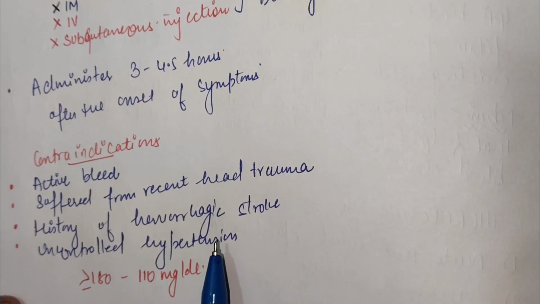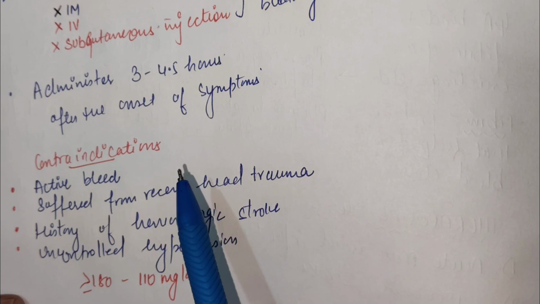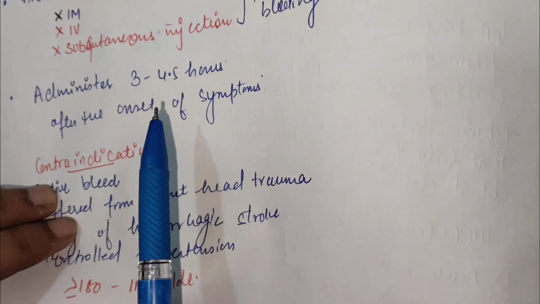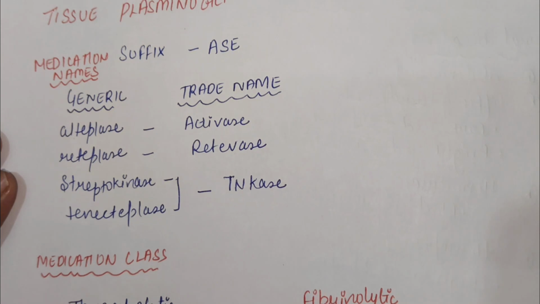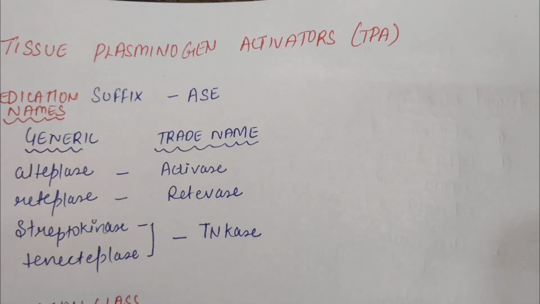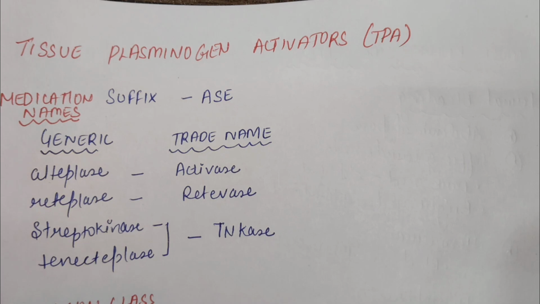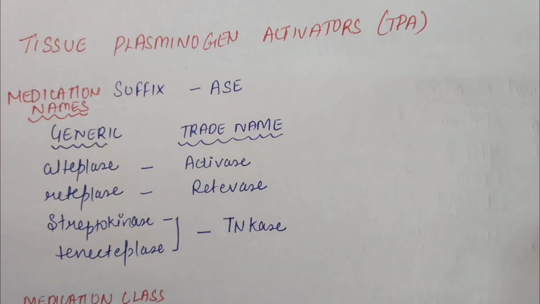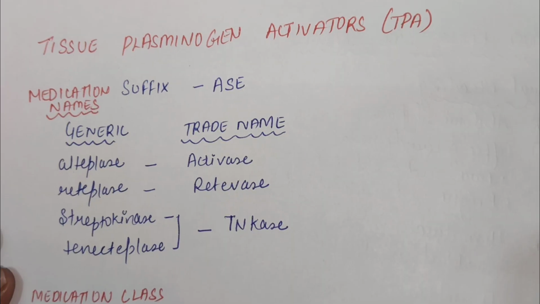So this is all regarding the TPA injection, which is very important nowadays. Mostly in stroke patients we are giving the TPA injection, and there is a 90% chance that most of the patients have proper healing.